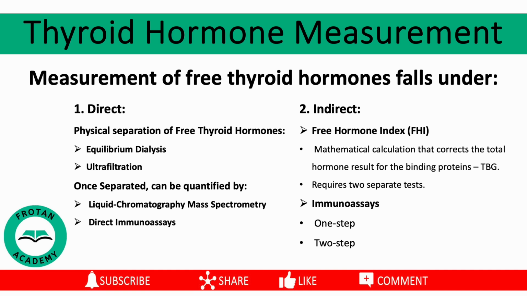Although this is now superseded by immunoassay methodologies, the free hormone index remains a useful confirmatory test when binding proteins are abnormal and in the diagnosis of central hypothyroidism.